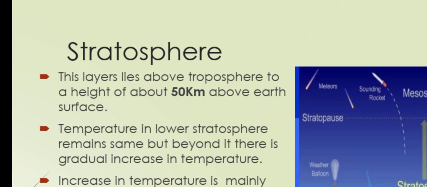As I have told you before, in these layers there is a constant change of temperature. So when the troposphere will end and the stratosphere will start, in the lower stratosphere the temperature will remain the same, but as we go upward there would be a gradual increase in temperature. So you have to remember that in the troposphere the temperature decreased, but as we moved upward in the stratosphere the temperature increased.